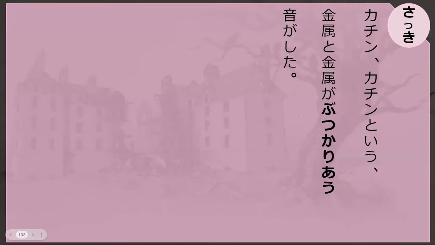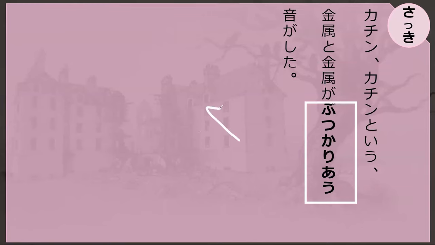Do you know what butsukariyau means or butsukaru? Butsu is just... kariyau... Oh, I forgot this one. So do you know what au means? Let's first check that. To fit together. Yes, it means to match, to fit.